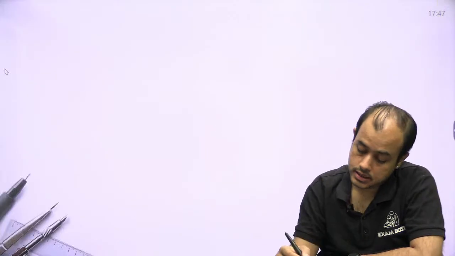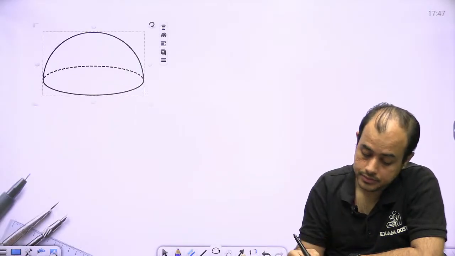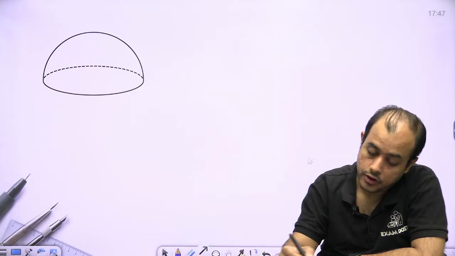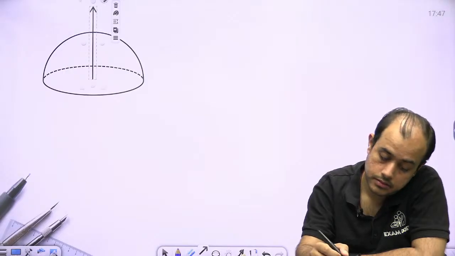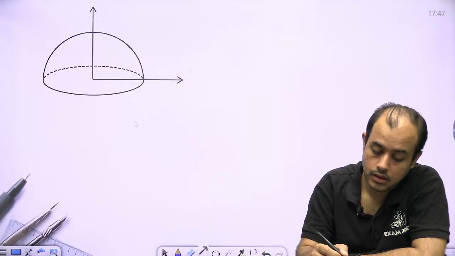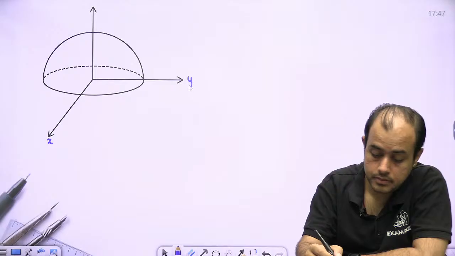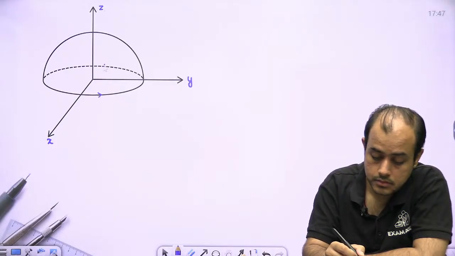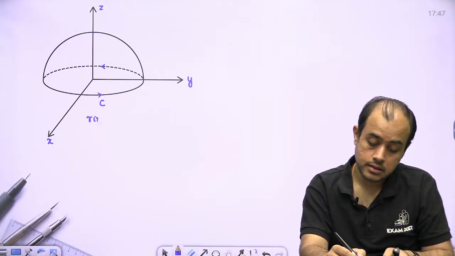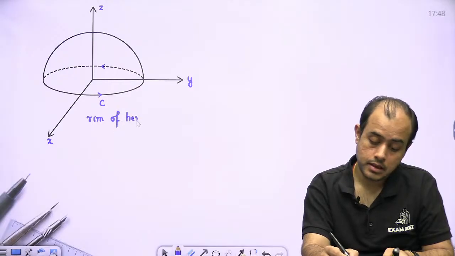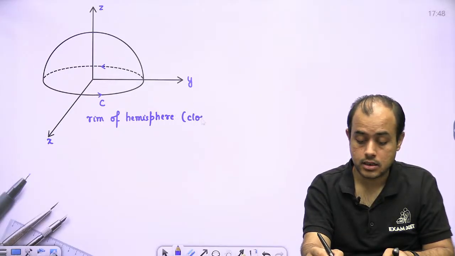इसका ना एक ऑल्टरनेट रास्ता बताता हूं. Take the hemisphere. This is the upper half of the hemisphere. Okay. This is C. ठीक है. That is the rim of the hemisphere. It is basically a closed curve.